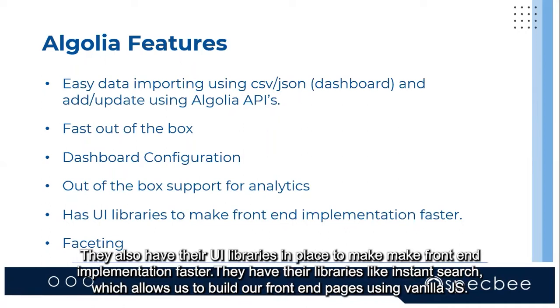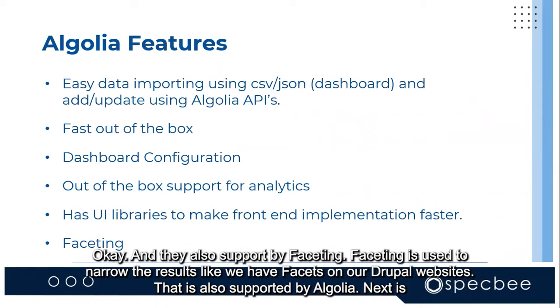They also have their UI libraries in place to make front end implementation faster. They have libraries like InstantSearch, which allows us to build our front end pages using vanilla JS. Then they also support faceting. Faceting is used to narrow the results that we have, like the facets on our Drupal websites. That is also supported by Algolia.